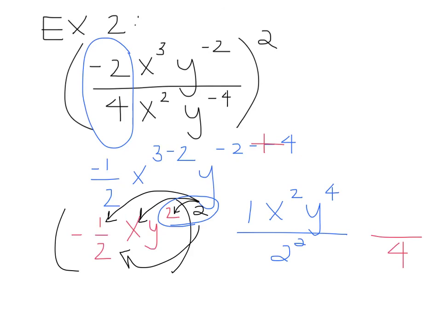I simplify that to 4, and that just leaves me with x squared y to the 4th on the top, because you don't need to write the 1 out in front anymore.